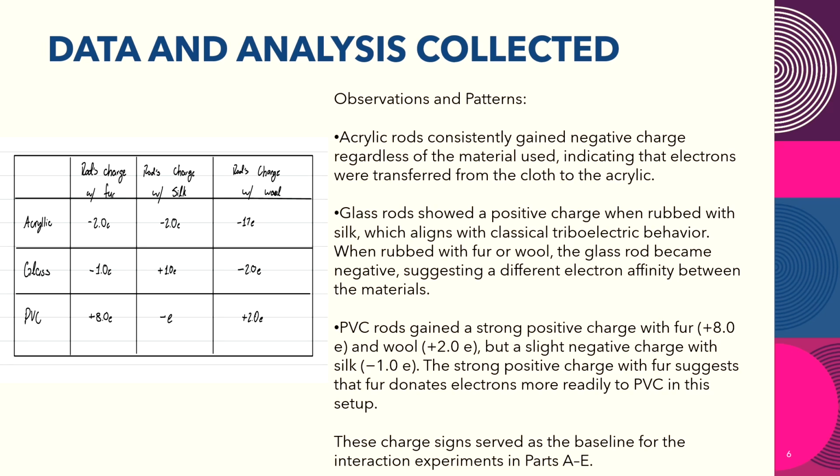But moving on to PVC, we can see that we actually had a net positive 8 electrons with the fur, showing that this was the most positively charged object we had. With the silk, it was just -1 electron basically. It didn't show too much of a positive charge, so it definitely resulted negative with the silk. But with the wool, we saw a net positive of 2 electrons. So this one with the PVC showed that with these materials, we definitely see more positively charged rather than negative than the glass and the acrylic.